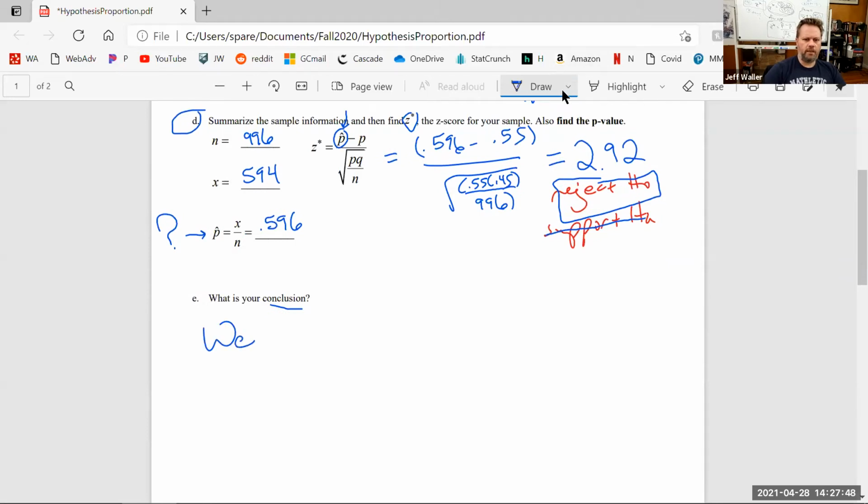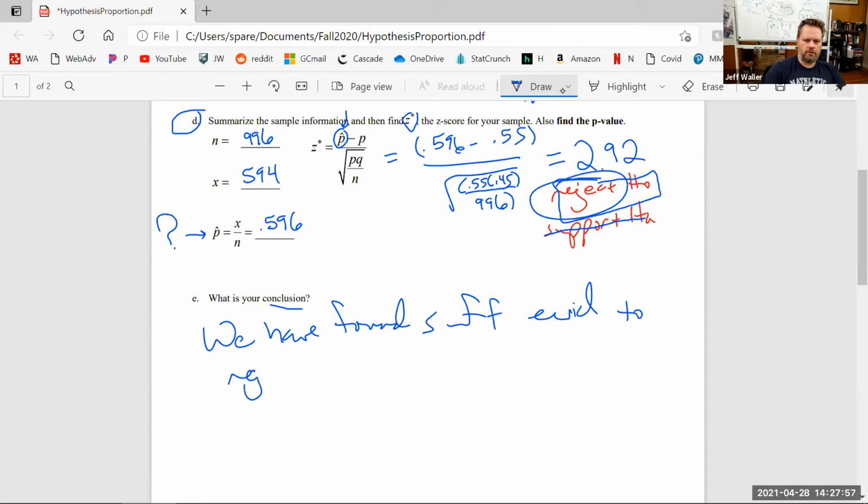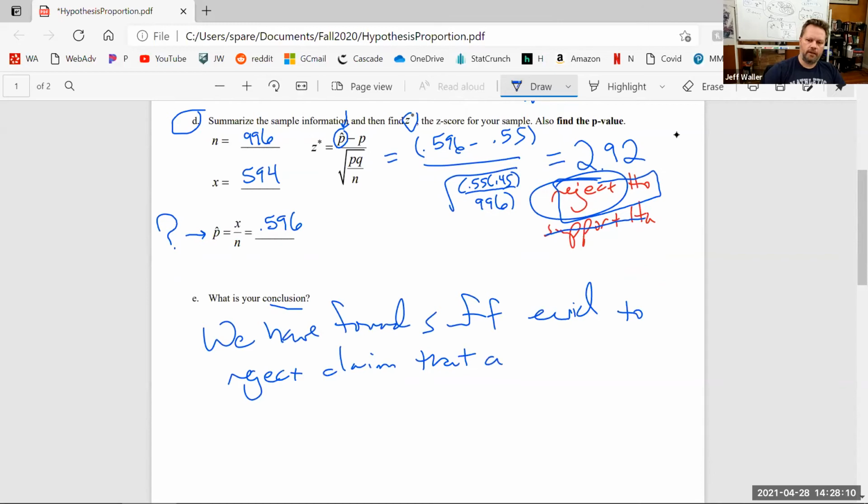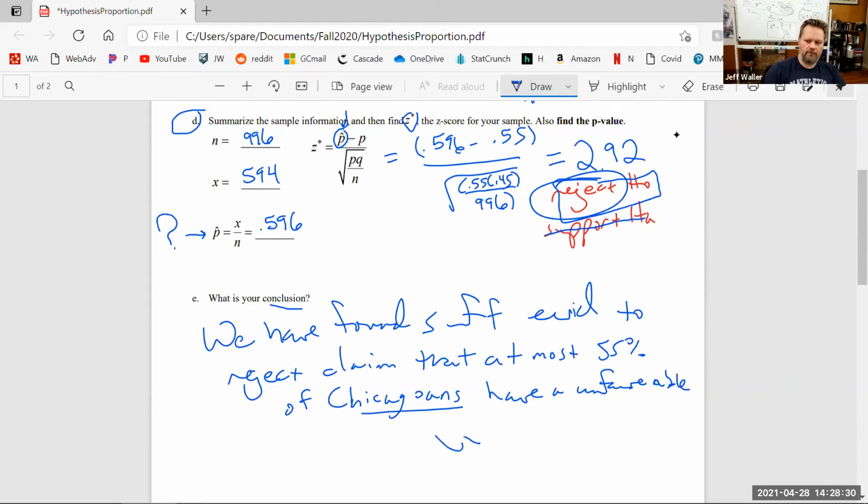So we made it in there. We have found sufficient evidence to reject the claim that at most 55% of Chicago residents have an unfavorable view of their local police. Is that what you call anybody from Chicago, Chicagoans? I don't know. That at most 55% have an unfavorable view of them, okay, that's good.